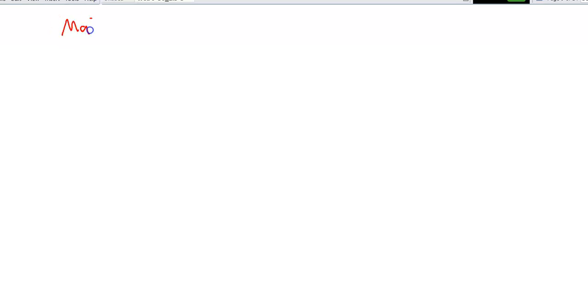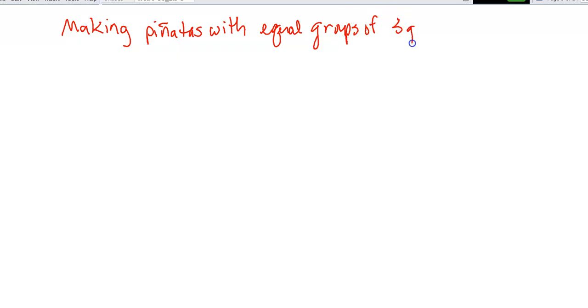We are making piñatas with equal gifts. Oops, I wanted to say something a little bit different. With equal groups of 3 gifts. So there's 3 different gifts. So sometimes I just abbreviate a problem and it helps me make sense of it.